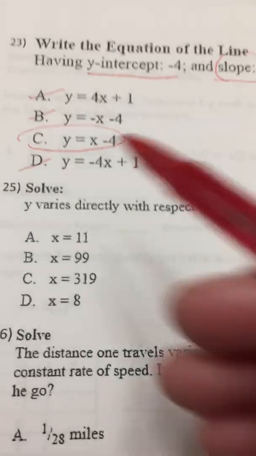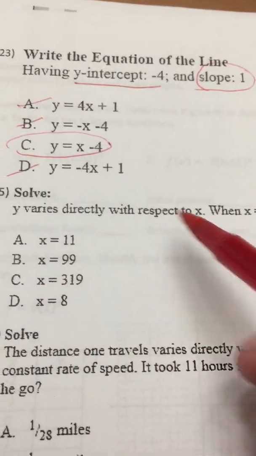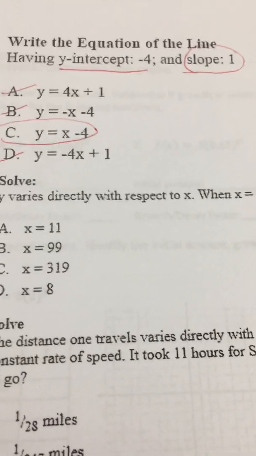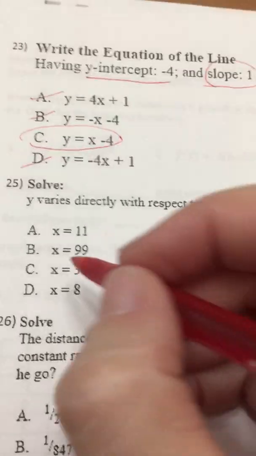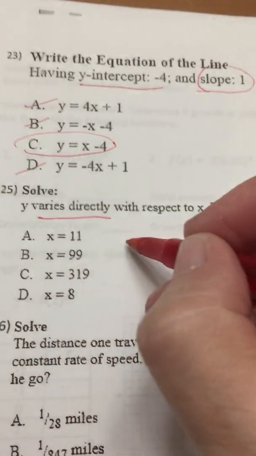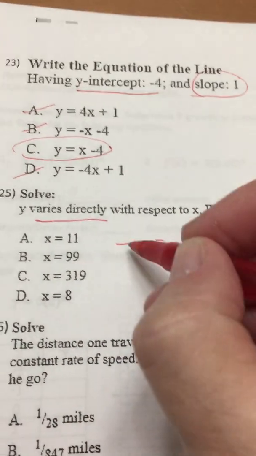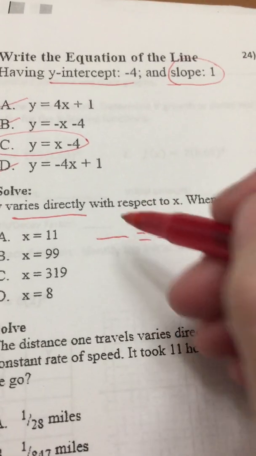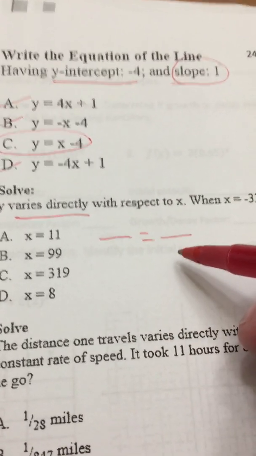Okay, it's been a while since we've done these, but y varies directly with respect to x. Did you just all of a sudden hear in your head, ding, ding, ding, and see butterflies flying around? I hope you did, because as soon as you see the words varies directly, it is a butterfly problem. That means it's a fraction equals a fraction. You've got 4 numbers that go here. They're going to give you 3 of them, and you're going to solve for the 4th one.